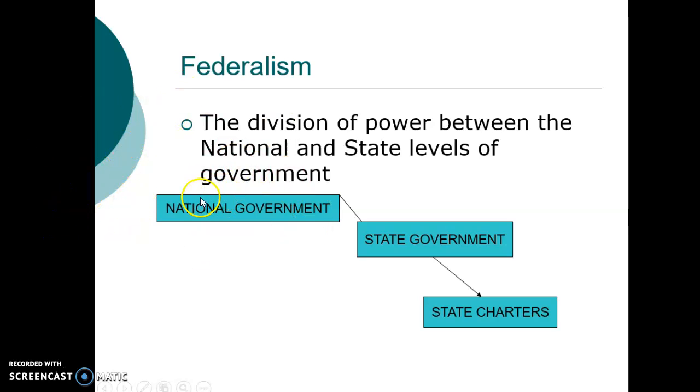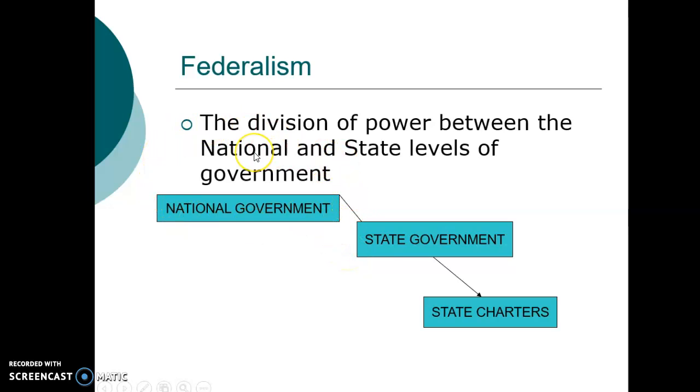National governments also have implied powers, which they derive by virtue of the necessary and proper clause or the elastic clause. State governments, on the other hand, derive their powers by virtue of the 10th Amendment, and this gives them the reserved powers.